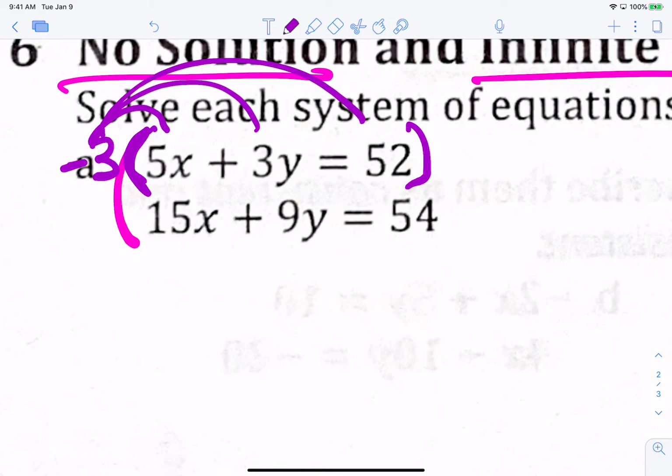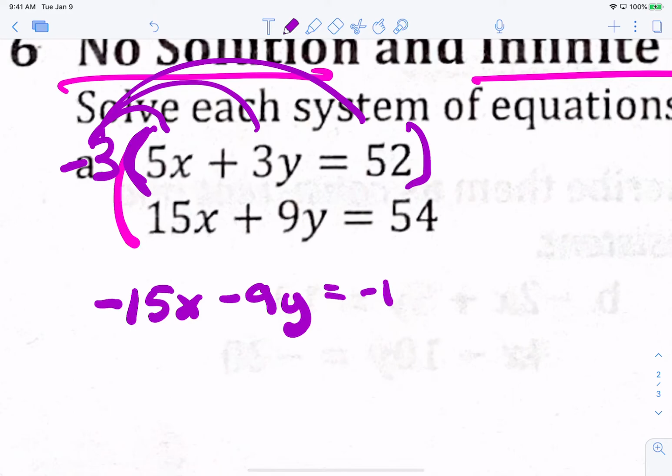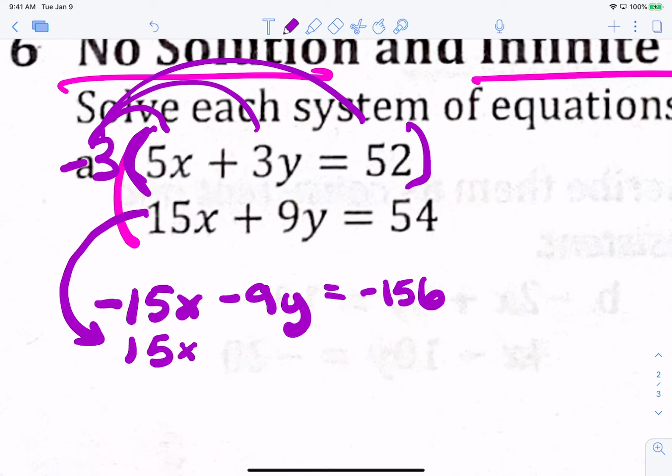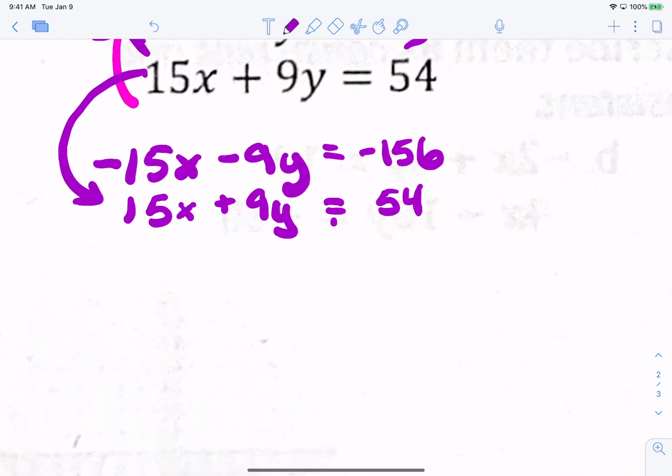So it's -3 times 5x, -15x. -3 times 3y, -9y. What's -3 times 52? -156. Okay, and then the bottom one. I didn't do anything to this bottom equation. It's just going to get dropped down here. So 15x plus 9y is equal to 54. Okay, all right, here's my equal sign. I'm going to drop my equal sign down.